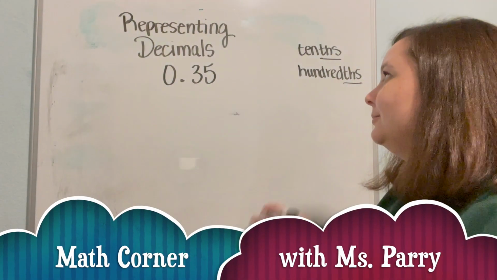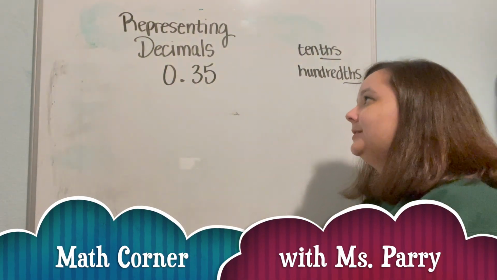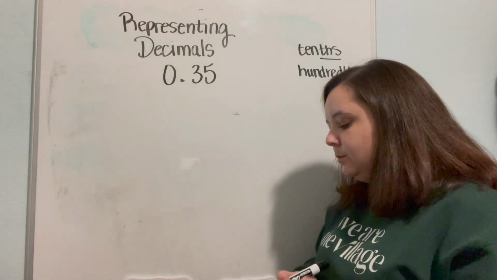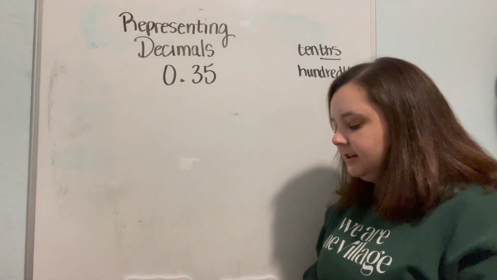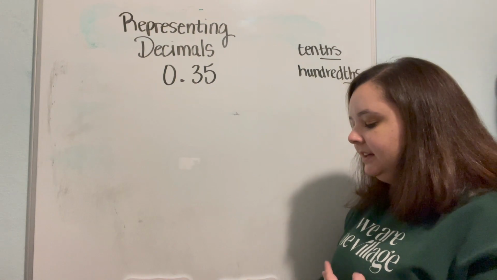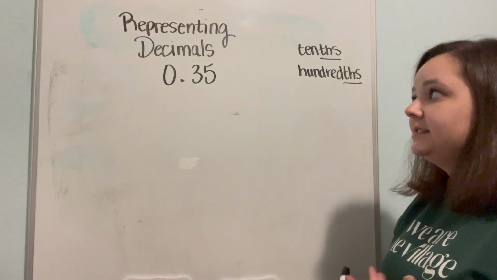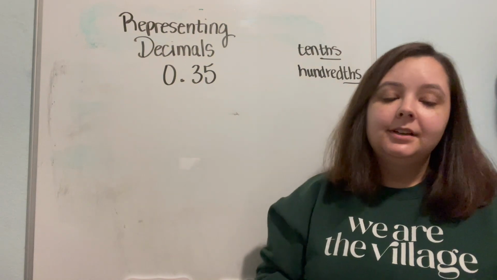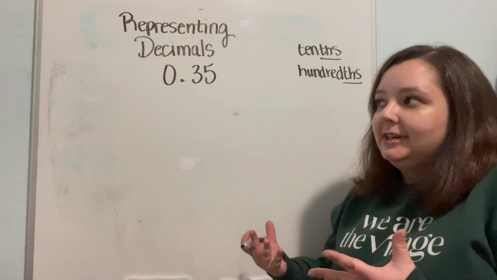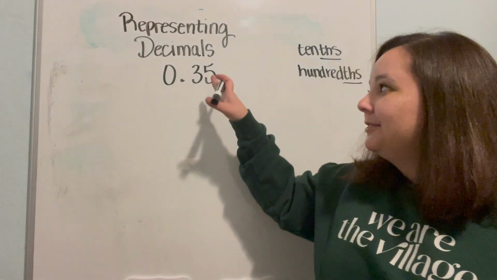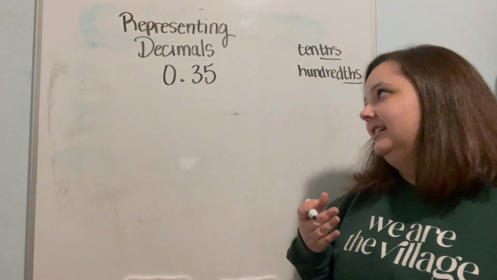All right, let's talk about representing decimals. There are lots of different ways to represent decimals. You can do word form, you can do place value discs, you can do base 10 blocks, you can do money. There are a whole bunch of different ways. And so we're going to start by looking at word form, which is literally how you read it out loud, written in words. So we have 35 tenths here.